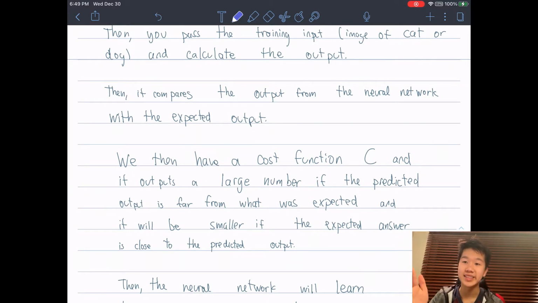So, basically, when you have the cost, the network is going to learn how to adjust its weights and biases using gradient descent. But to dive into that, we first need to learn the fundamentals of calculus.